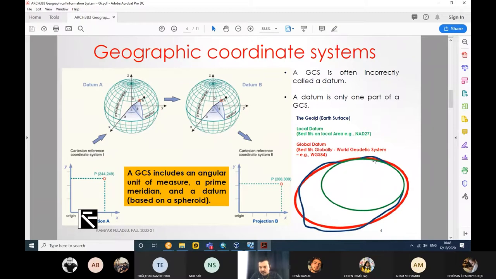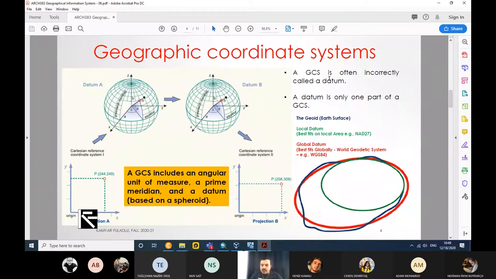This time, if you use a wrong datum, or one that does not fit for you, you will face wrong measurements. Imagine here, with one projection, they get a value for the point of x equal to 244 and y equal to 249. However, with another projection for the same point, they get totally different x and y values. This results in a very big problem. I am going to tell you what kind of problem.